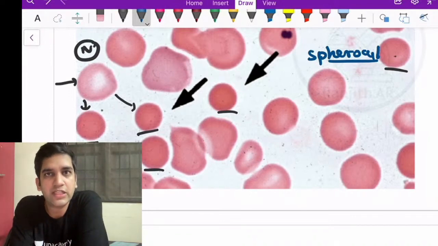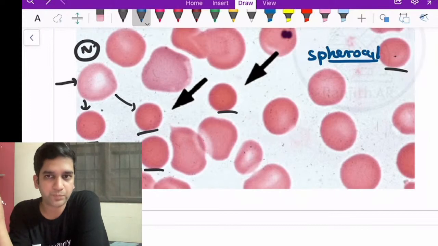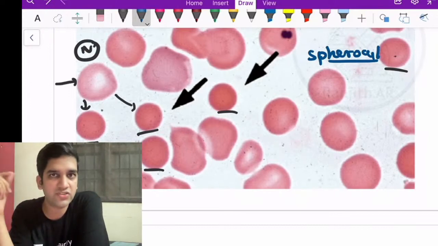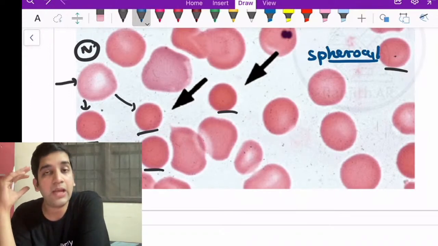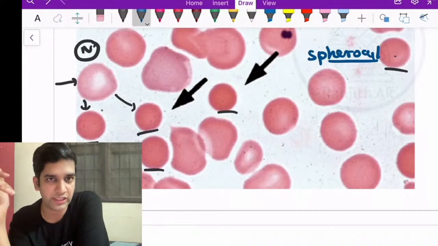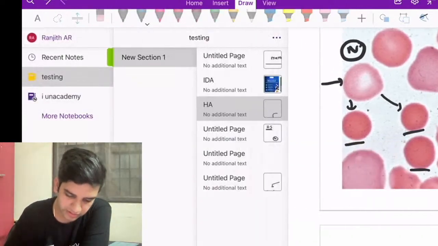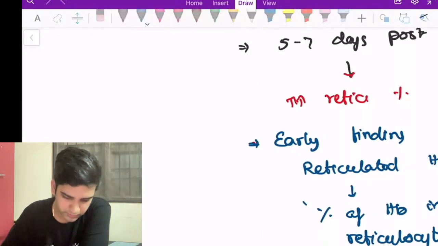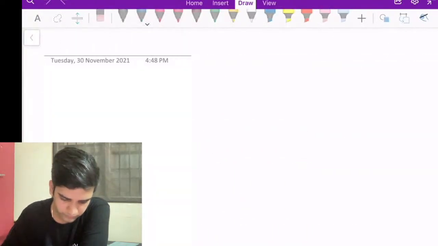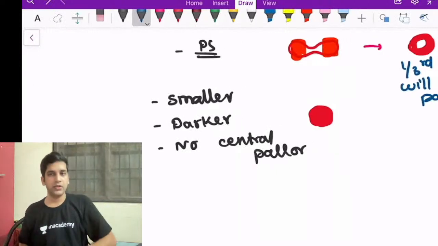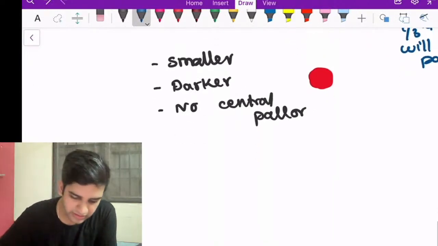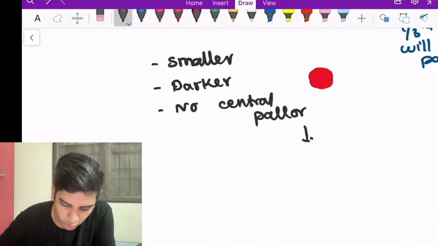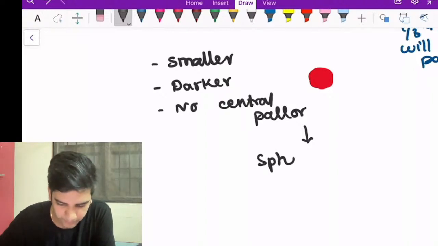But for me, the spherocytic RBC is not the only goal, because with this alone, I cannot say it is hereditary spherocytosis. I have multiple other causes of spherocytic anemia, fine. I'll go back to the other slide, whatever we wrote. So this is where we stop. What I know is that with the help of this, I can call it spherocytic anemia.